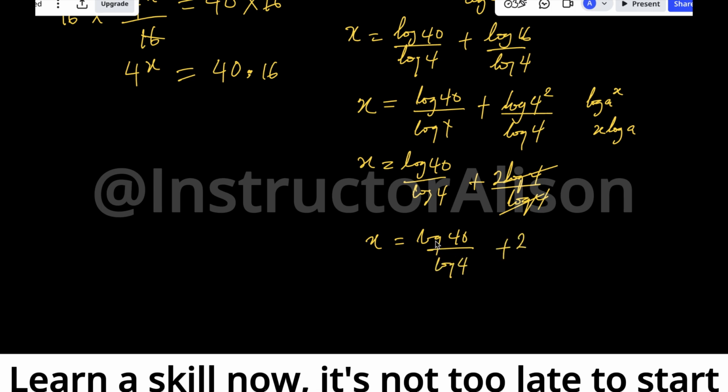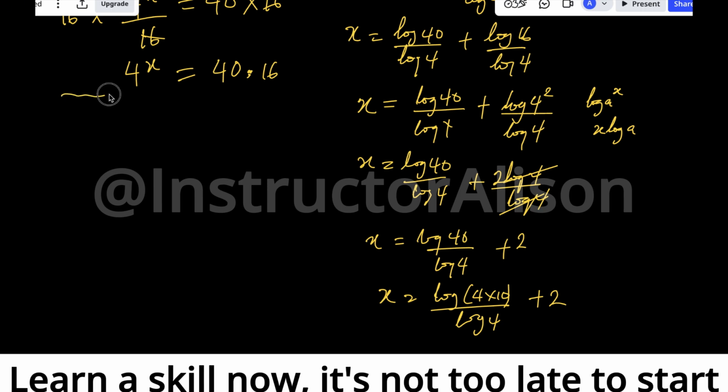Beautiful. I think we're making progress. What do you think we need to do next? This 40, I'm concerned about it. I have to think of the factors of 40. I know 4 by 10 will give us 40. Let me use that one. So I can have this to be log 4 by 10 divided by log 4, then plus 2.